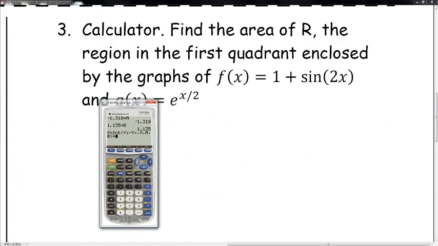So notice there were two areas: the area in quadrant 2 and the area in quadrant 1. That means I'm going to have two integrals because I have two areas. So I want to find that total area.